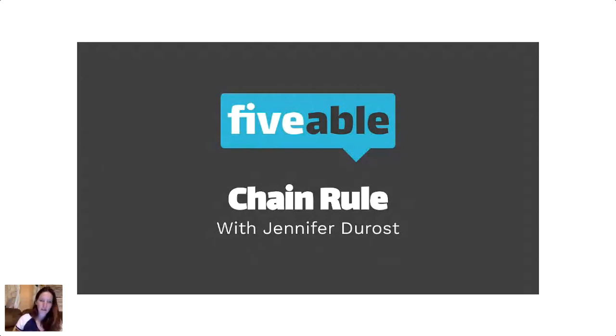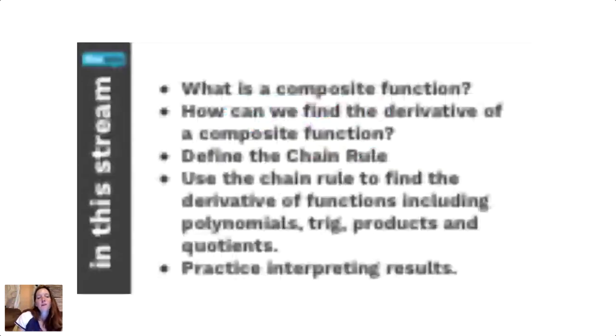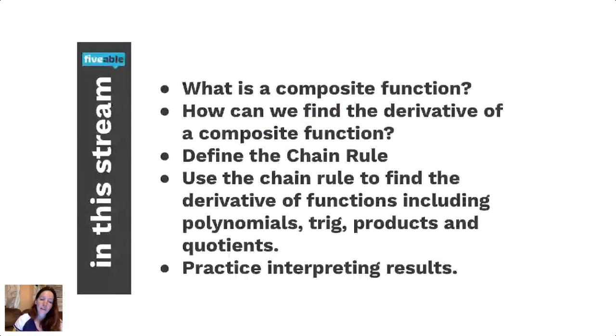So a couple things we're going to talk about is, first of all, what is a composite function? And how can we find the derivative of a composite function? We're also going to define the chain rule. We're going to use the chain rule to find the derivative of functions, including polynomials, trig functions, and also some products and quotients in there. So if you haven't talked about products and quotients, we'll review that a little bit as well when we get to that part. And then, of course, we're going to practice interpreting our results as well.